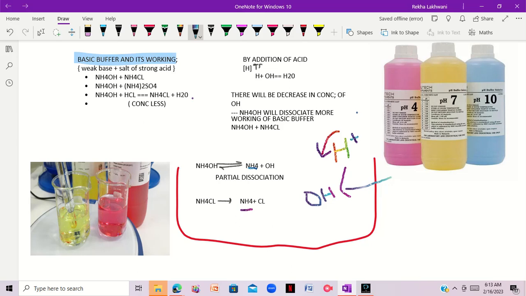Let me write over here. What am I going to write?